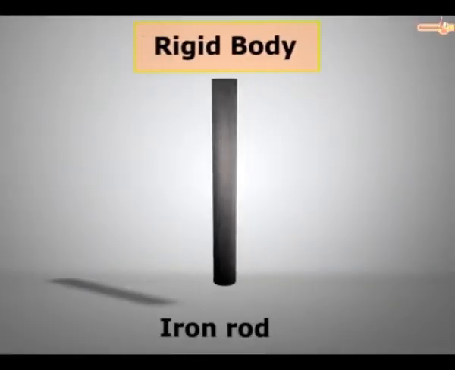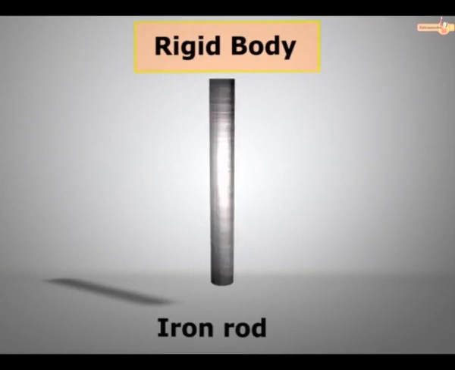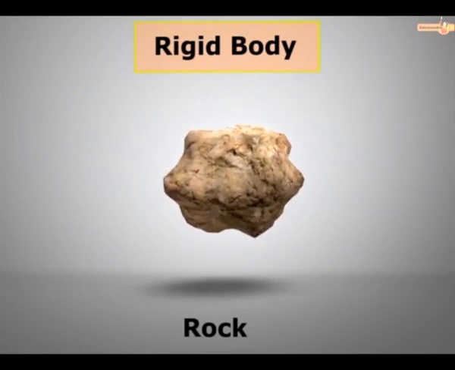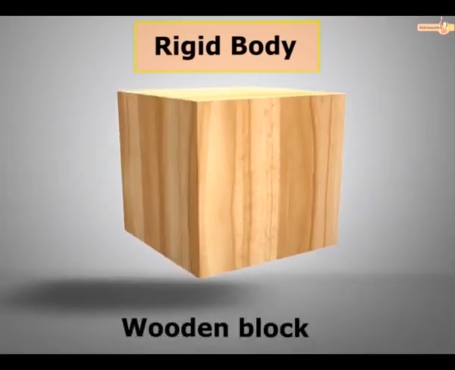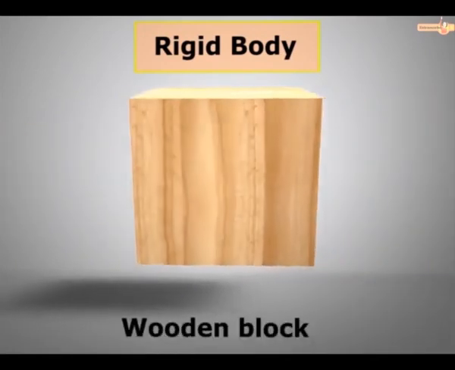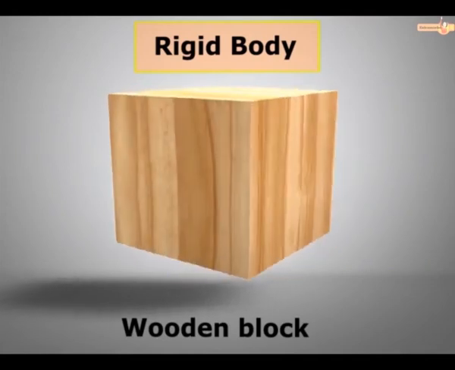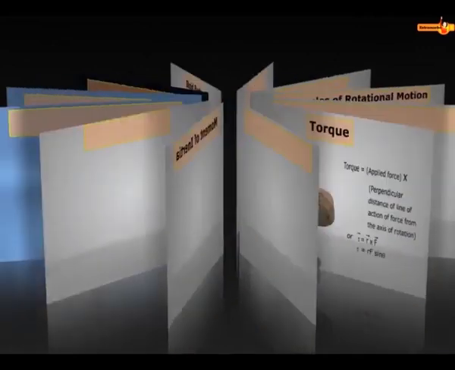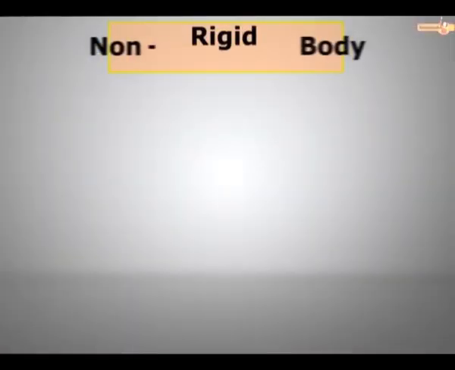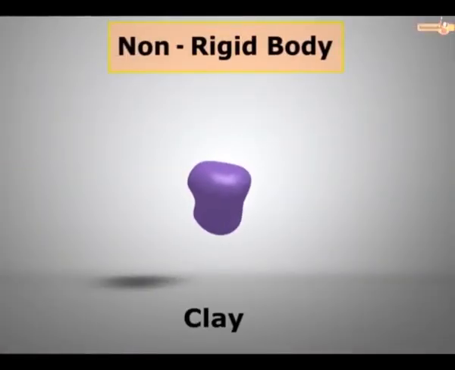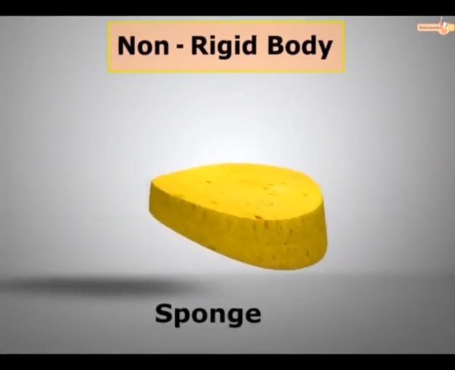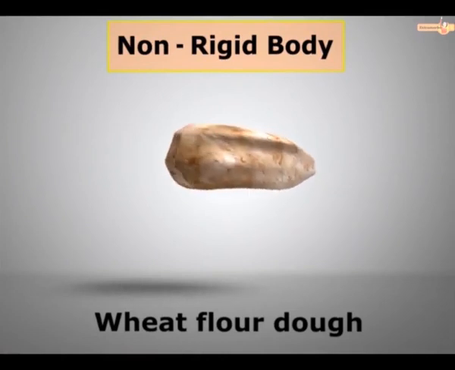A body that does not undergo a change in its shape and size on application of a force is called a rigid body. In a rigid body, there is no relative movement between the particles, whereas a non-rigid body undergoes a change in shape and size on application of a force.